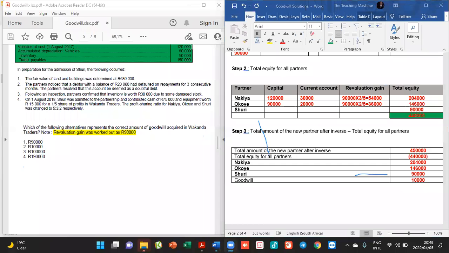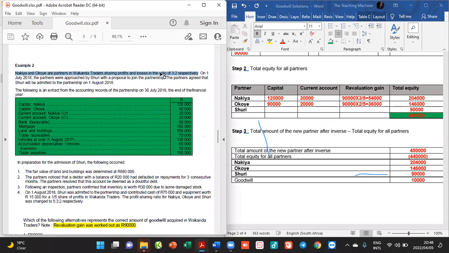Why is it 90,000 times 2/3 for Okoye? Okay, I think I said 2/5. 90,000 times 2/5. Okay, let's go back to the information here. It says they share profit and losses in the ratio of 3:2 respectively. Respectively means that Nakia will get 3, Okoye will get 2. Now, the whole portion is 5. How did we get 5? 3 plus 2 is equal to 5.